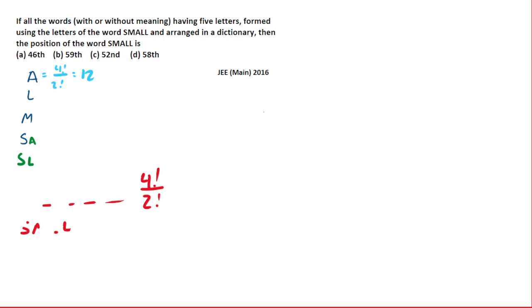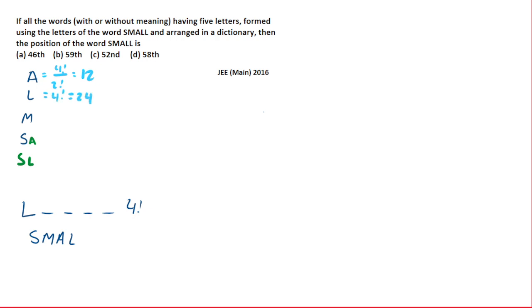Alright, so let me just erase this. Next, we'll look at L. So again, here's how the word will look, and I'll just write the remaining letters: S, M, A, L. So notice how there are no repeated letters. So this is just 4 factorial, because any word you put in here, provided that L is the starting letter, will all be distinct. So the amount of words in L is 4 factorial, which is 24.